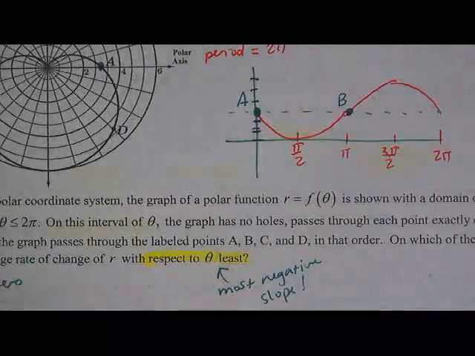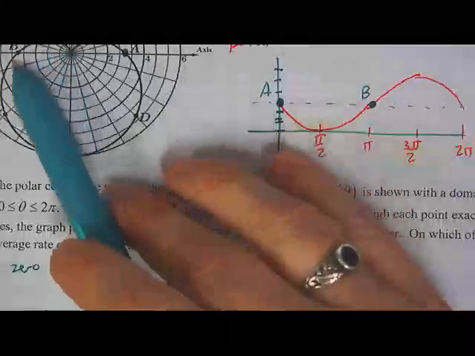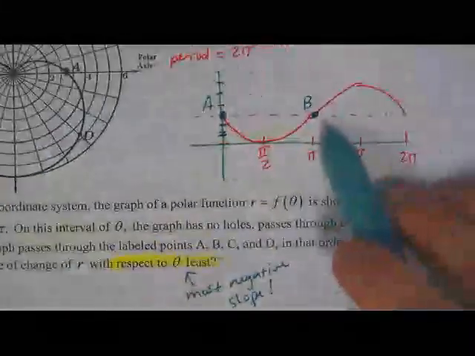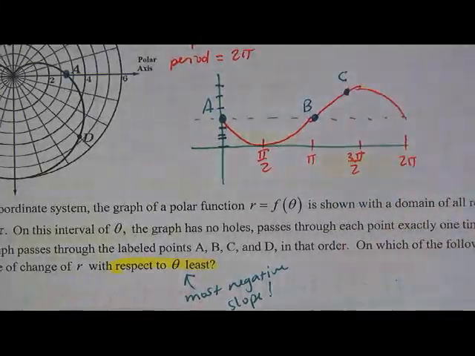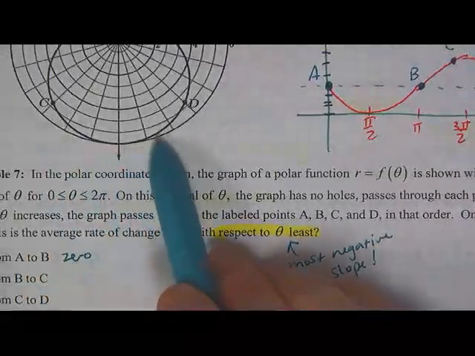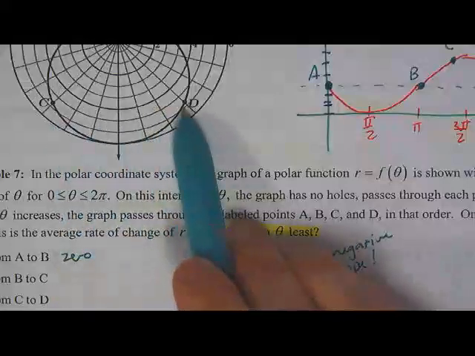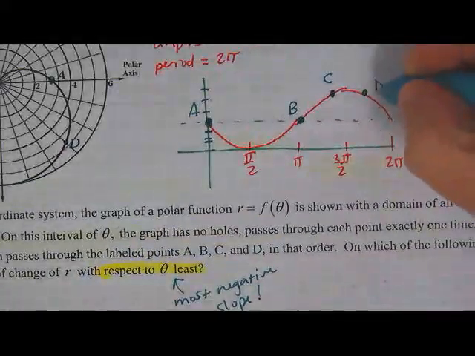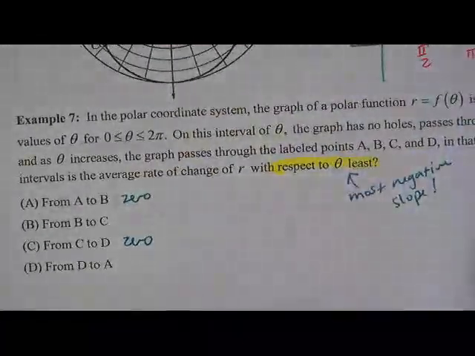Now we've got to figure out where C is. C is where we're moving farther and farther from the origin, but we're not quite at the maximum. So I'm just going to mark C somewhere there. Then I reach the maximum out here, and then I'm coming back closer to the origin. Do you notice that there's some symmetry here between C and D? That's going to show up over here as well. What's the slope from C to D? It's also 0.